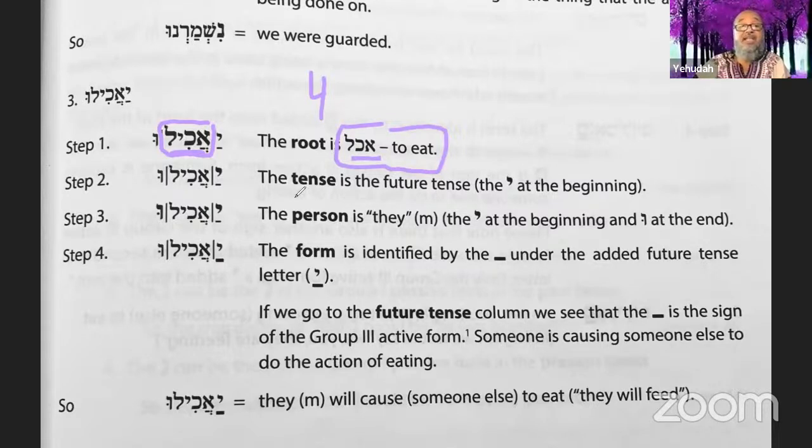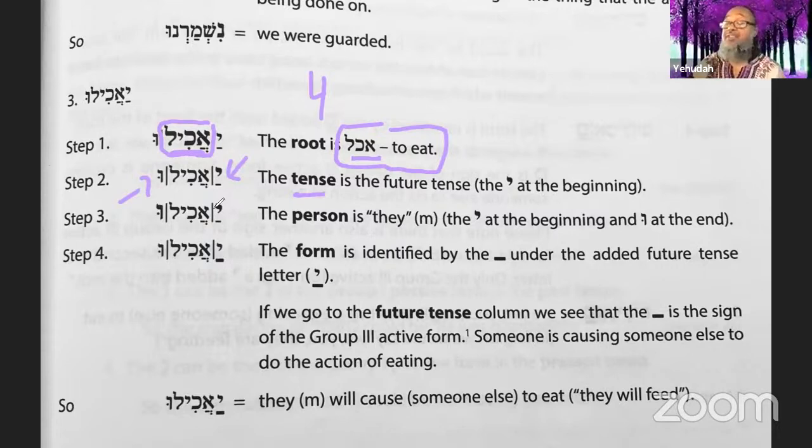Next step is the tense. Is it past, present, or future? It's the future tense. Okay, but again, we got letters on the front and the back. So how do we know? How will we know that this is in the future?